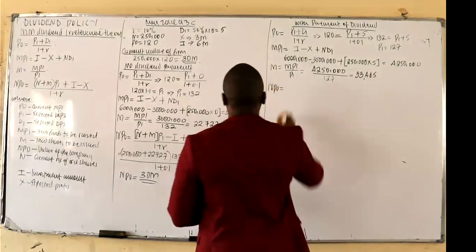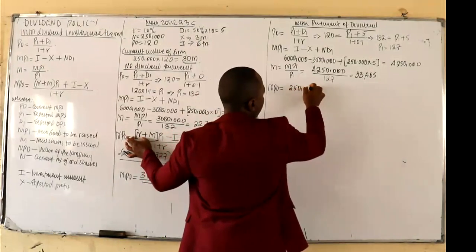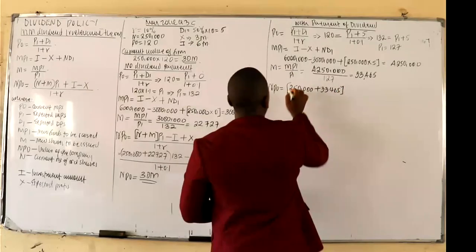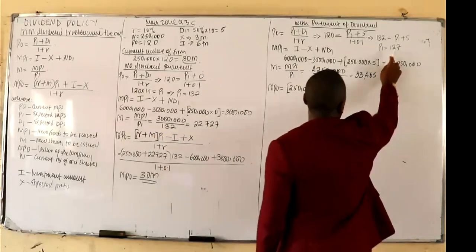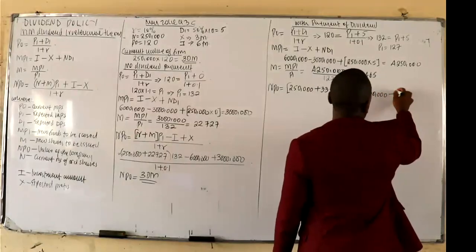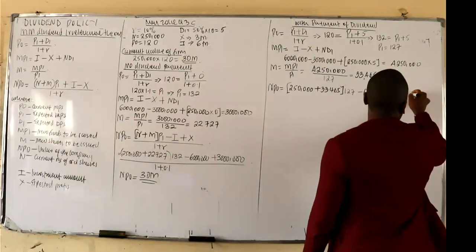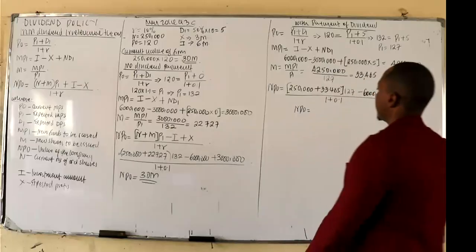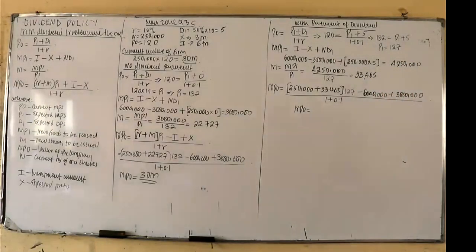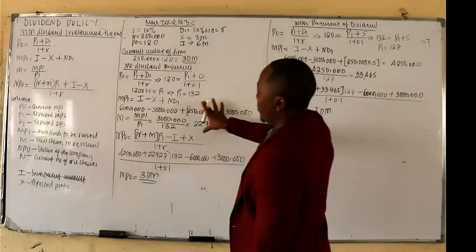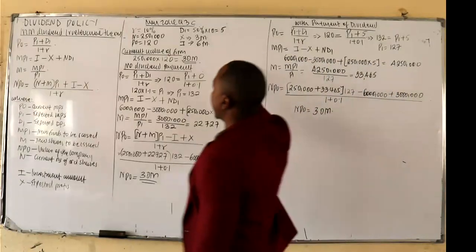So to get NPV, you take the current number of shares, which is 250,000, plus M, the new shares to be issued. So in this case, we have 33,465. You multiply by P1. So if you pay the dividend, the expected market price per share is 127. You minus the investment amount of 6 million. Then you add the expected profit of 3 million, 1 plus R. Yeah, so in that case, we have proven that if we don't pay the dividend, and when you pay the dividend, the value of the company will remain the way it was before.